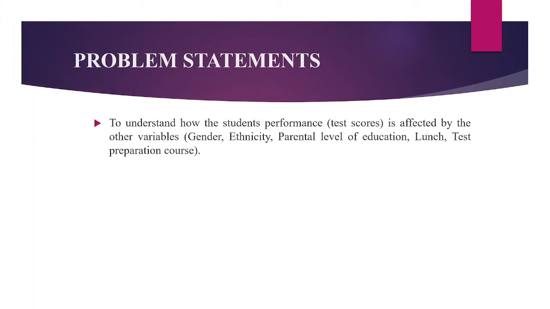Problem statement. My problem statement is to understand how the student performance is affected by other variables. Here other variables are like gender, race or ethnicity, parental level of education. Parental level of education also matters in the grades of the students, because if the parents are educated, their children are also in a comfort zone to extend their education, life, lunch, test, and preparation courses.